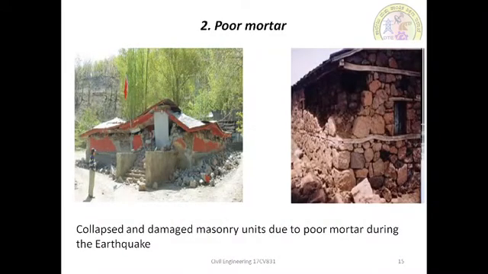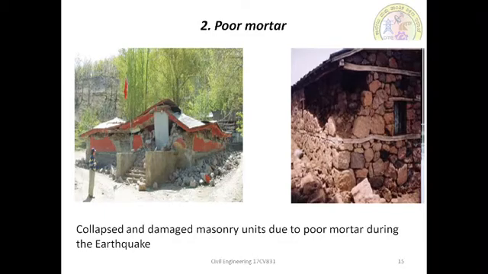Next one is poor mortar. Mortar to be used in load bearing walls shall be lime mortar or cement mortar, with cement or lime to sand in a ratio of 1 to 4, meaning one part of cement or lime to four parts of sand. Poor quality mud or cement mortar may cause the masonry units to lose their support to the floors, which is shown in the figure.